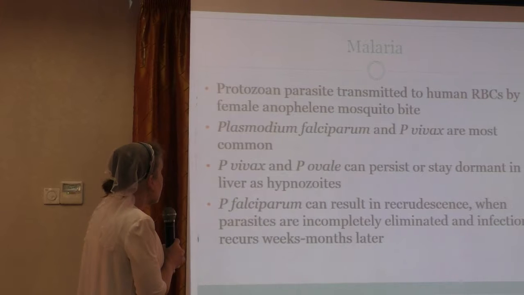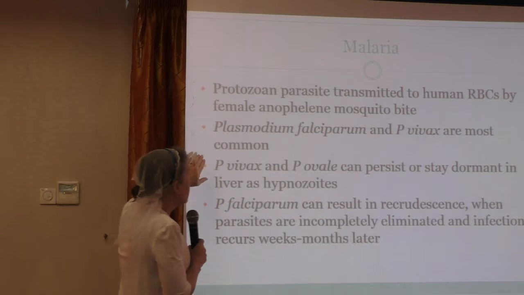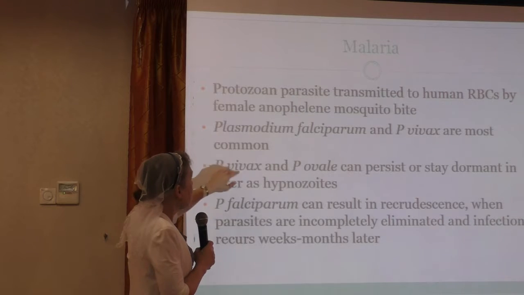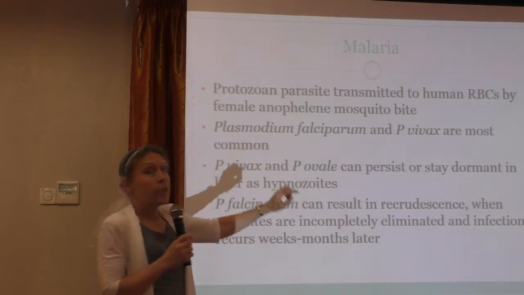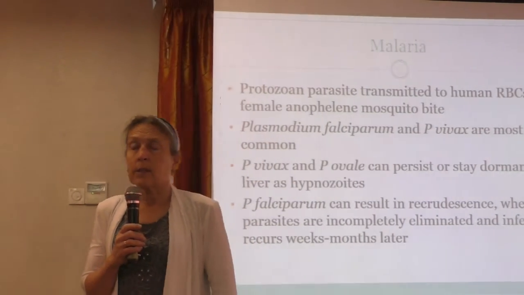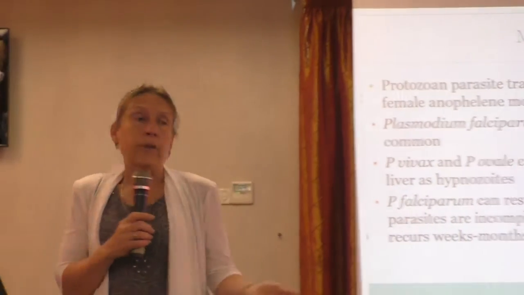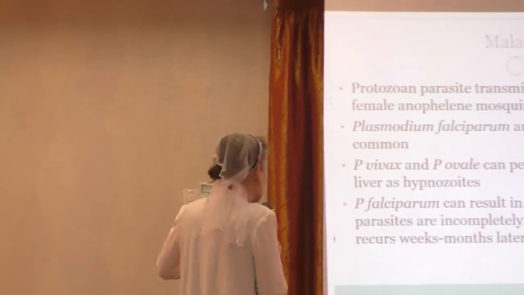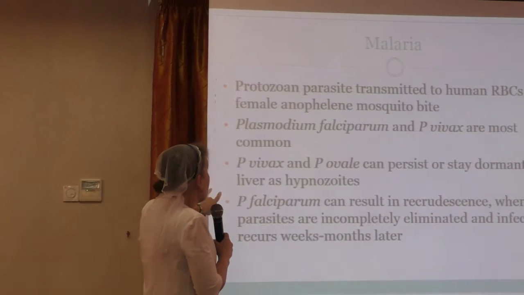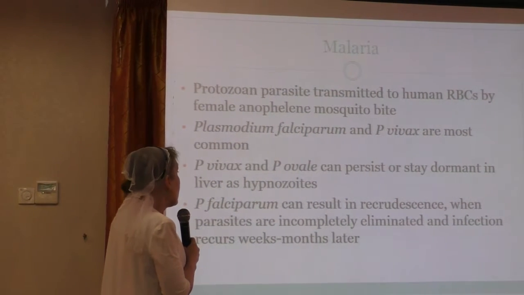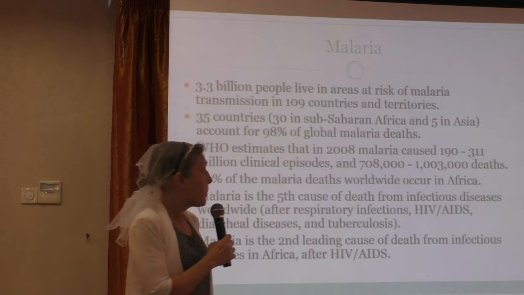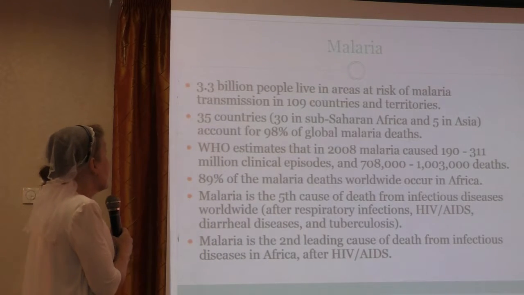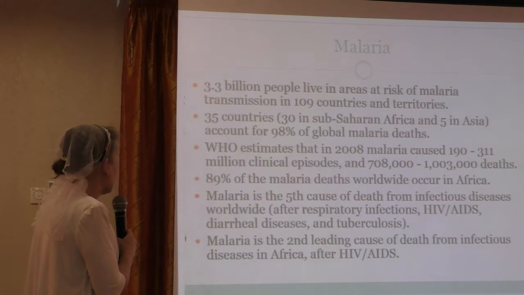mosquito bites. And so the different kinds, you've probably heard of them before. You've got Plasmodium falciparum, you've got Plasmodium vivax. Those are the most common. And those are the only ones that there are drug resistances to. Obviously, the others are less common. We don't have resistance to them. So they can stay dormant, or they can, again, come out and produce their symptoms.